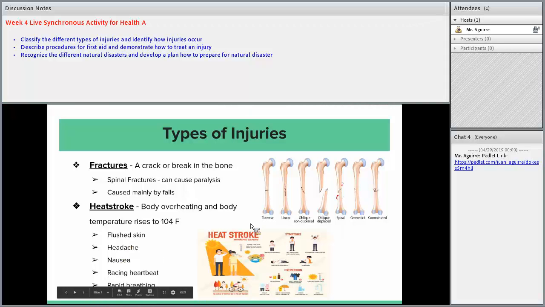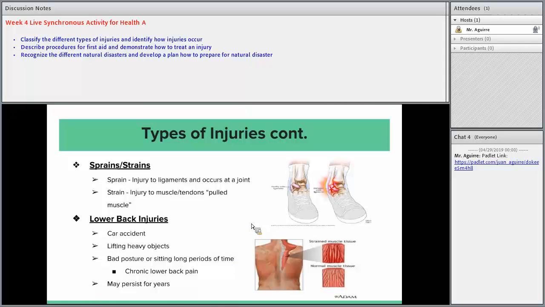So after fractures, we also have sprains and strains. Now, a sprain is an injury to a ligament and it occurs at the joint. Here you see healthy ankle ligaments and damaged ankle ligaments. You have to understand that a sprain is an injury to the ligaments. Now, a strain is an injury to the muscle and the tendons where it's connected. It's more of a pulled muscle. You can think of your lower back.